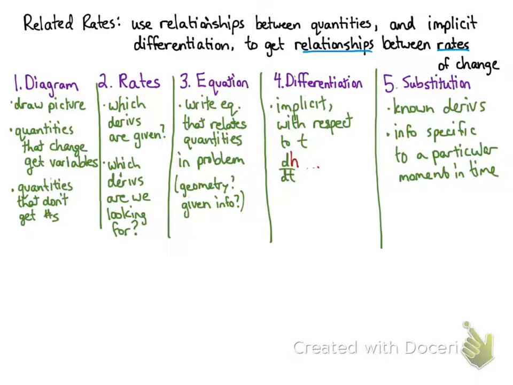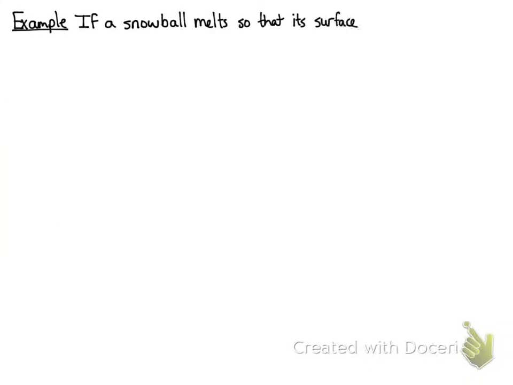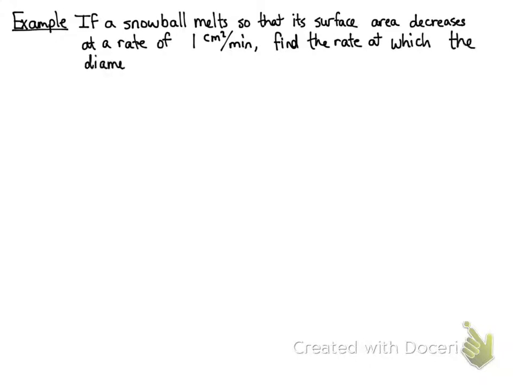And then you can solve for the unknown rate. Here's an example. I have a snowball, it's melting, and it's melting at a rate of 1 square centimeter per minute. So that's its surface area changing. I would like to know how fast its diameter is changing at the moment in time when the diameter is 8 centimeters. So the snowball is changing size, right?